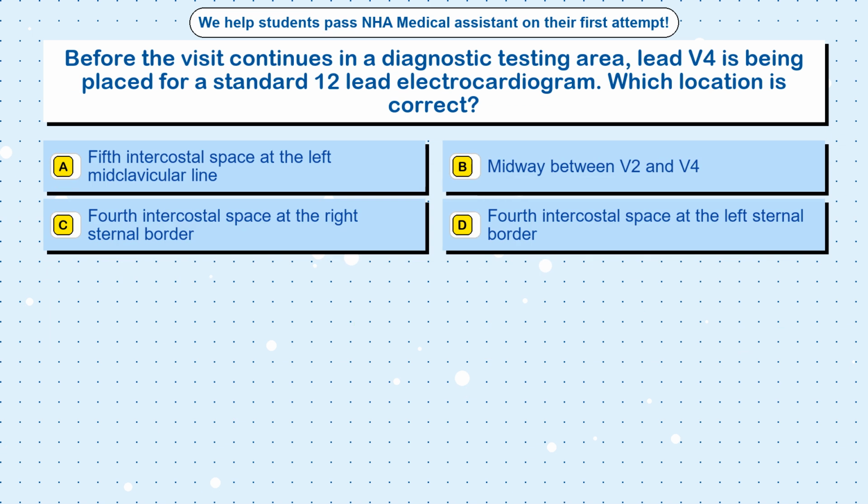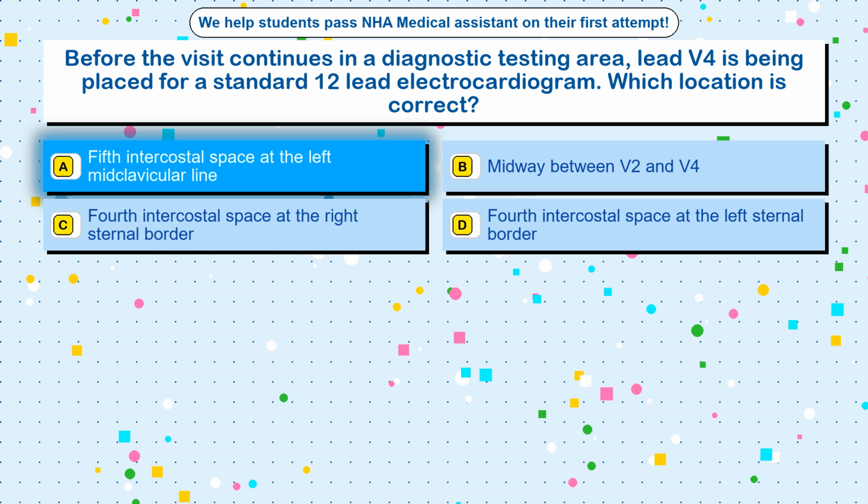Question 57. Before the visit continues in a diagnostic testing area, lead V4 is being placed for a standard 12-lead electrocardiogram. Which location is correct? Option A, 5th intercostal space at the left midclavicular line. Option B, midway between V2 and V4. Option C, 4th intercostal space at the right sternal border. Option D, 4th intercostal space at the left sternal border. The correct answer is option A, 5th intercostal space at the left midclavicular line.